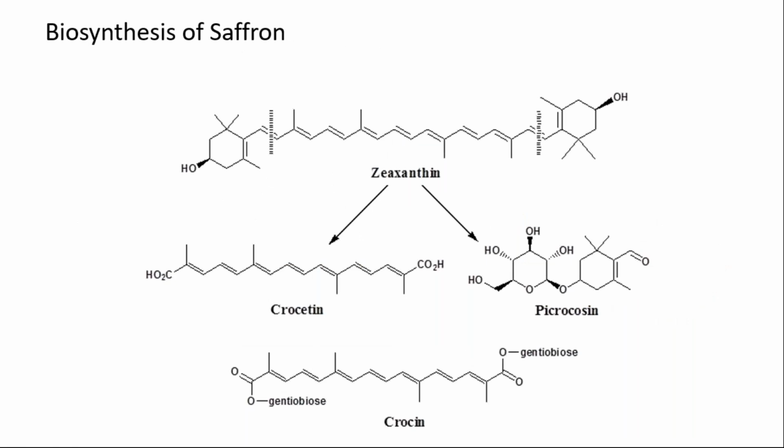So the biosynthesis of saffron occurs from the zeaxanthin. Zeaxanthin is broken down into 2 molecules. One is crocetin and the other is picrocrocin. And then a sugar is added to crocetin, and you get crocin. Now, picrocrocin is the bitter principle of saffron.